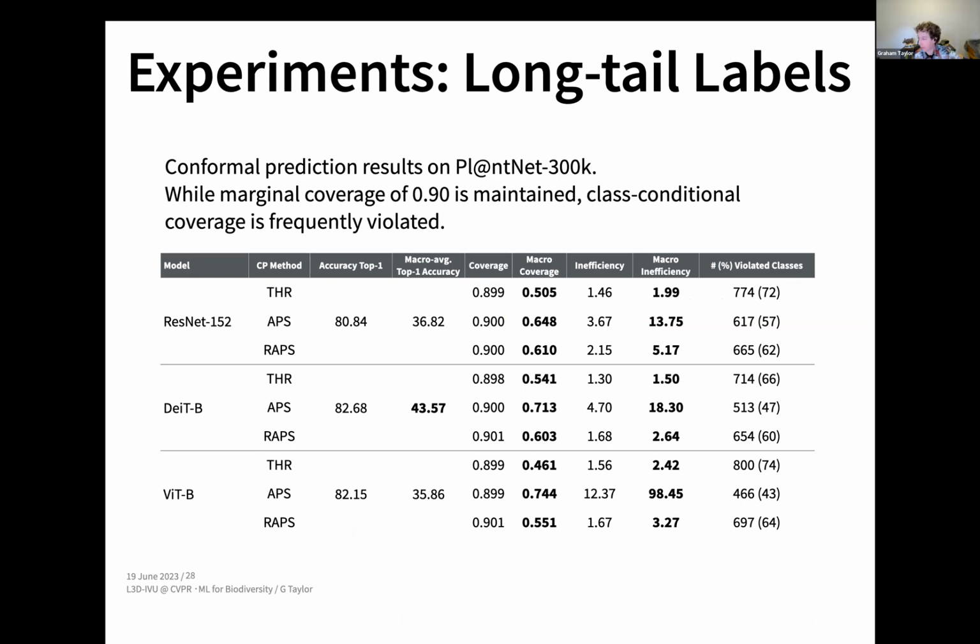The other aspect that we looked at beyond the distribution shifting was with long tail labels. So we go back to PlantNet 300K and again set a marginal coverage rate of 0.9, and then look specifically at macro averages. So we're looking class by class how these models do based on the coverage and the inefficiency.